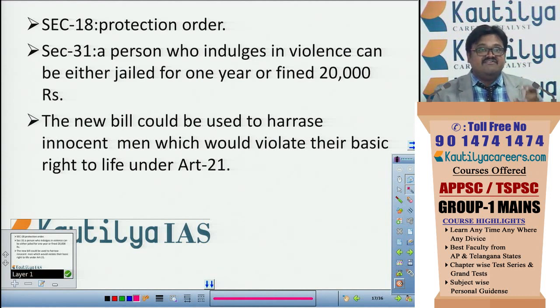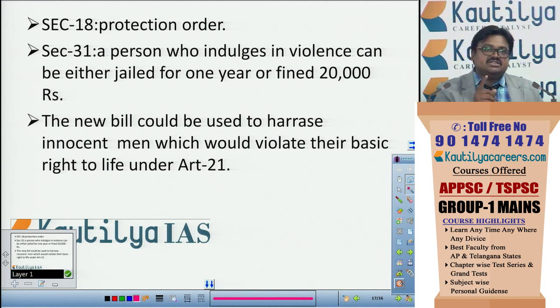Section 31: if a person indulges in violence, then he can be either jailed for a year or fined 20,000 rupees. So there are already provisions in the act where the person can be jailed for 1 year, but this triple talaq bill talks about jailing the person for 3 years, which according to the author is too much. He specifically says that innocent men would be targeted using this triple talaq bill. Once this bill becomes an act, this triple talaq act could be used by women against innocent men.